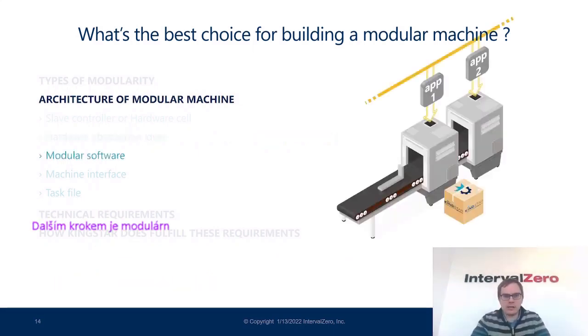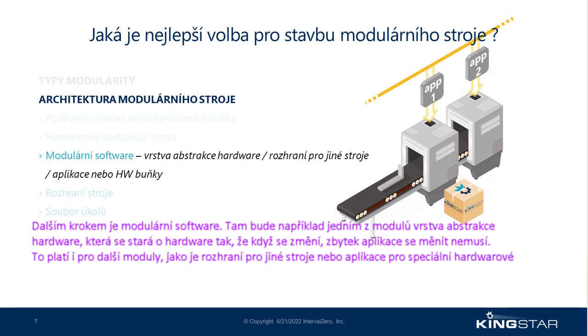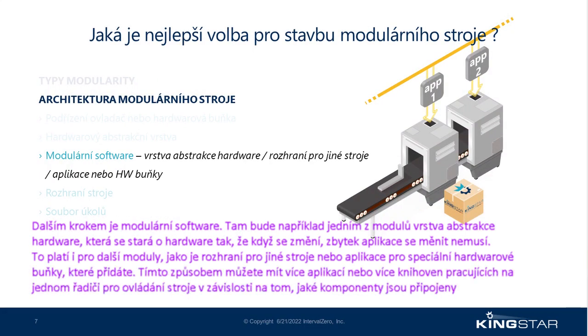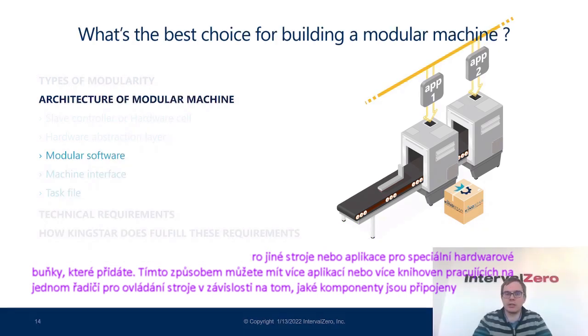The next step is having modular software. For example, one of the modules will be the hardware abstraction layer. That layer handles the hardware, and when it changes, the rest of the application doesn't need to change. But this is also true for other modules, such as the interface to other machines or applications for special hardware cells that you will add. This way you can have multiple applications or multiple libraries working on one single controller to control the machine, depending on what components are plugged in it.